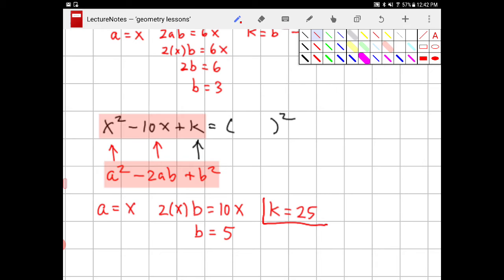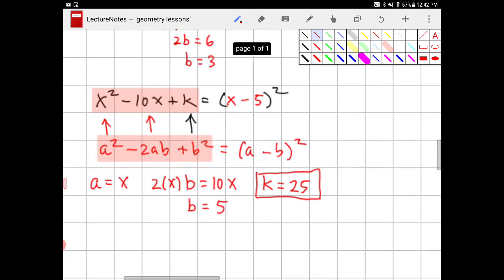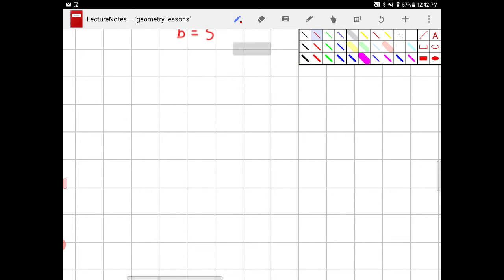So k is 25. What is the perfect square expressed as a binomial quantity squared? Well, this is equivalent to, again, a minus b quantity squared, yes? So therefore, the binomial squared will be x minus 5 quantity squared. Let's try to do this one more time. This time, let's try to do this entirely on your own. So I have x squared minus 16x plus k. So let's try to figure out what k is and what this is expressed as a perfect square.